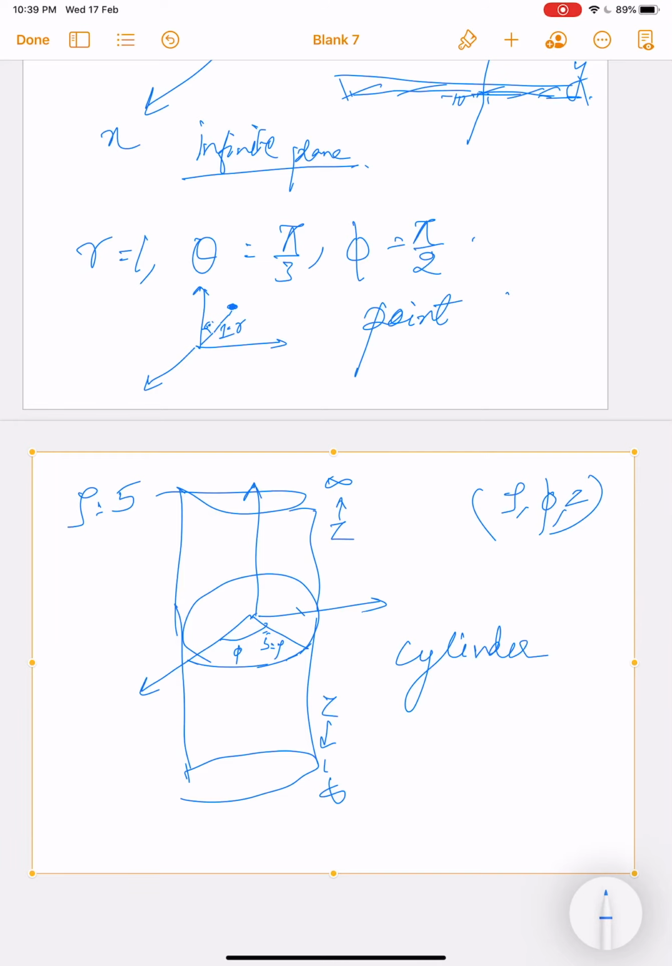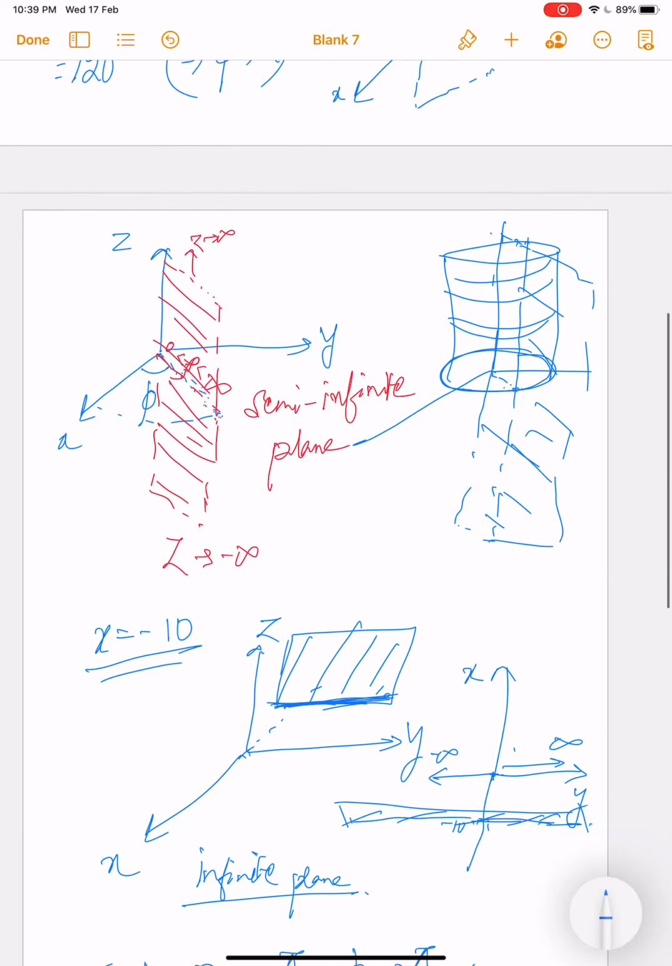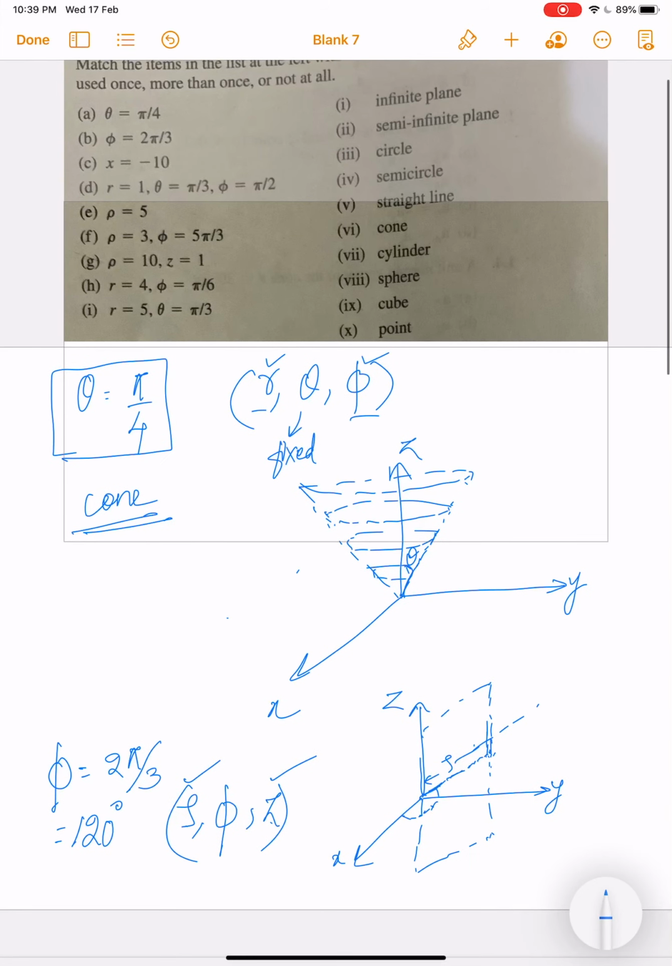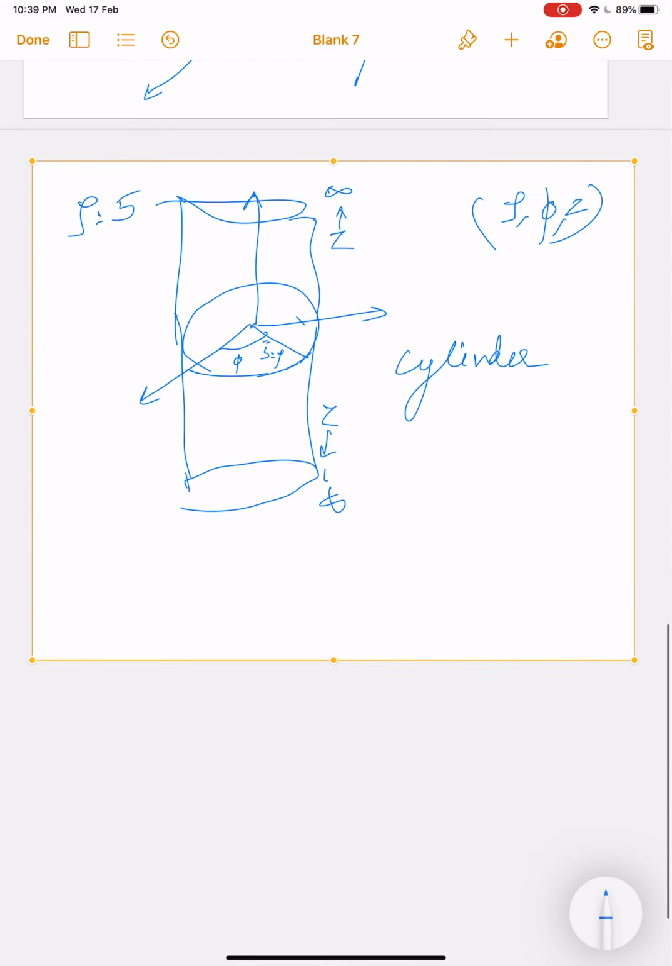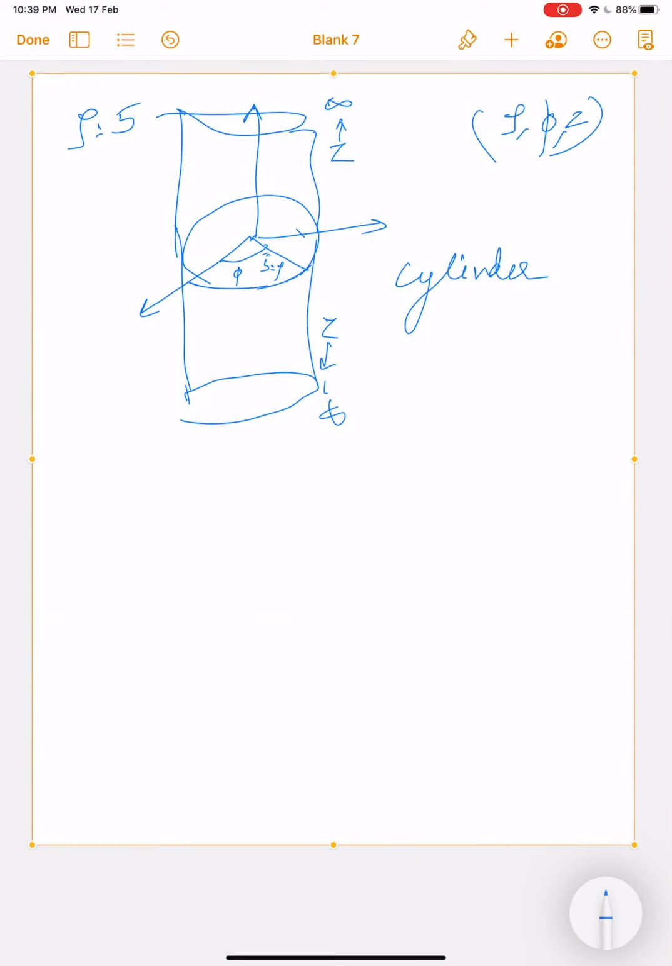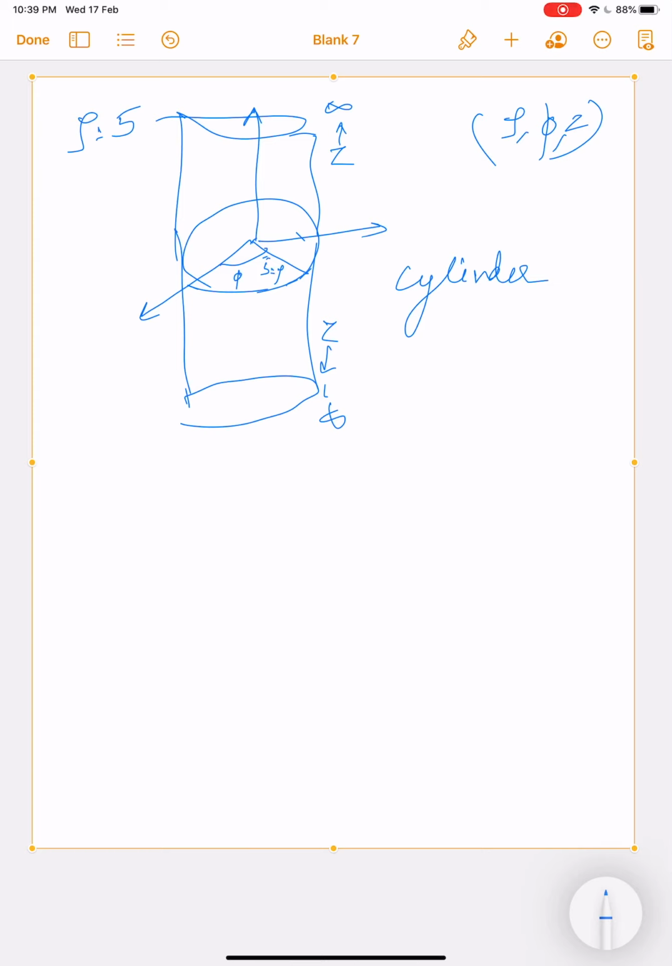Okay, then next, what is it asking? Next is rho is equal to 3 and phi is equal to 5 pi by 3. Okay. So basically over here 2 coordinates are given, that is rho is equal to 3 and phi is equal to 5 pi by 3. So over here what is varying? That means z is varying. See, only one coordinate is varying, and 2 coordinates are already given.